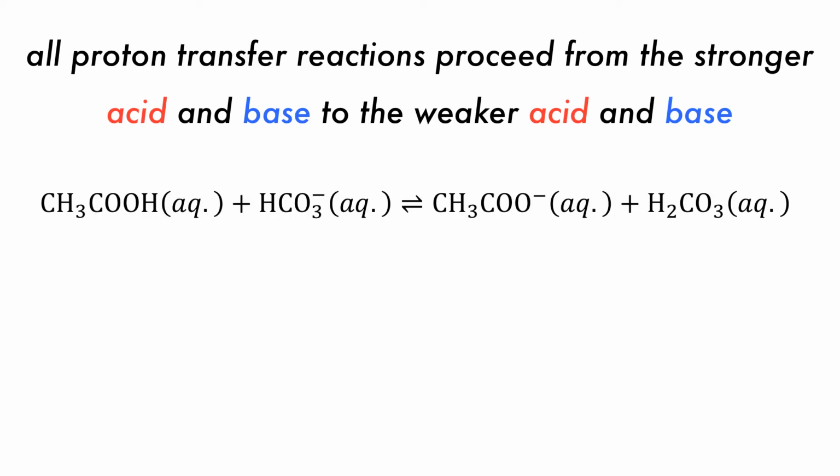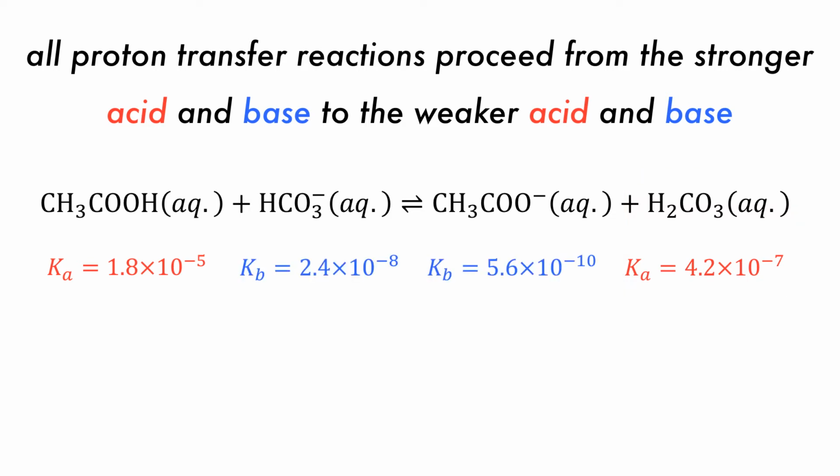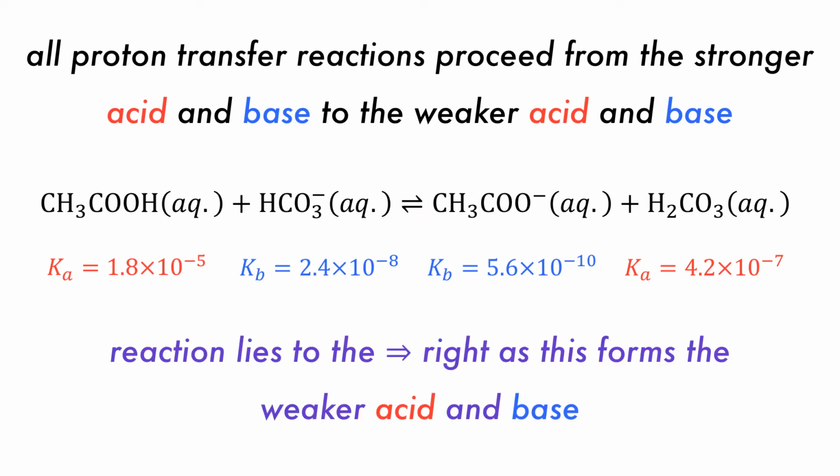So for the reaction between acetic acid and bicarbonate, the Ka values indicate that the carbonic acid is a weaker acid than acetic acid, and the Kb values indicate that the acetate is a weaker base than bicarbonate, meaning that the reaction will favor the side to the right with the weaker acid and base.